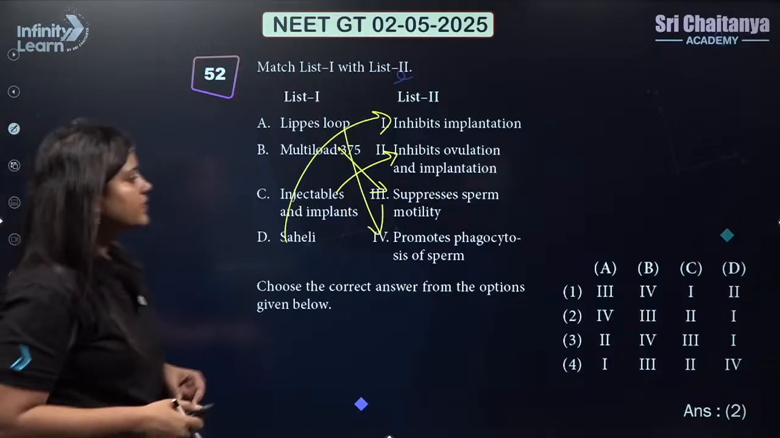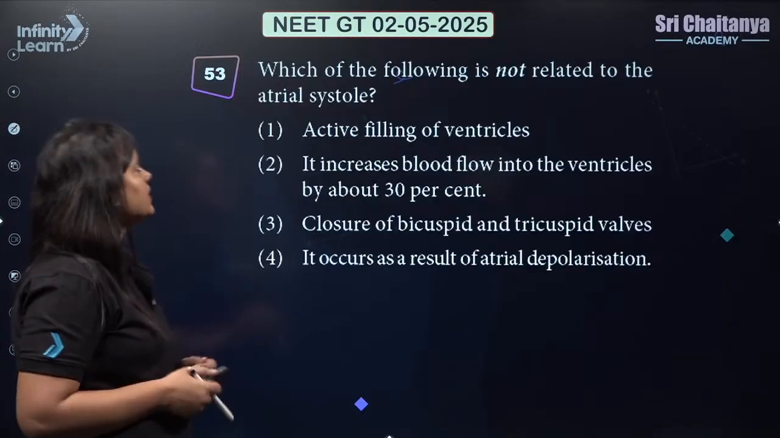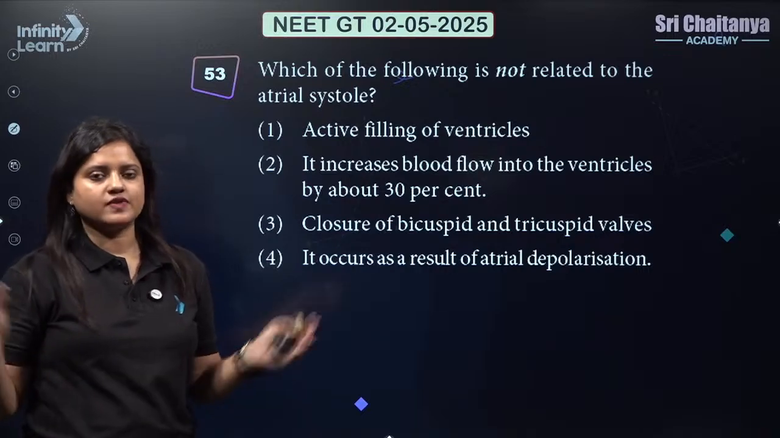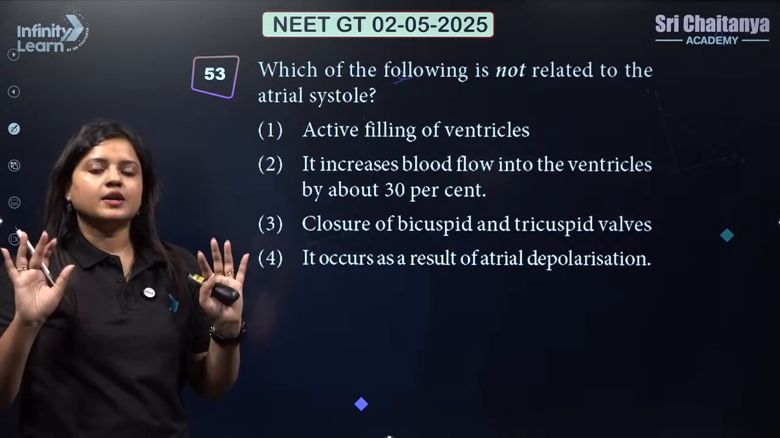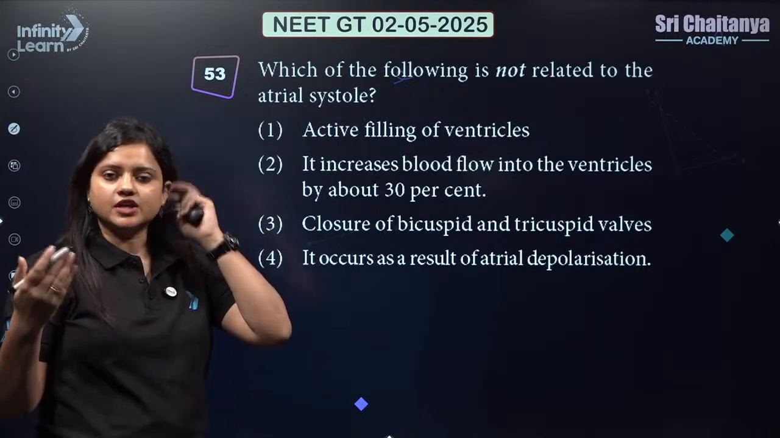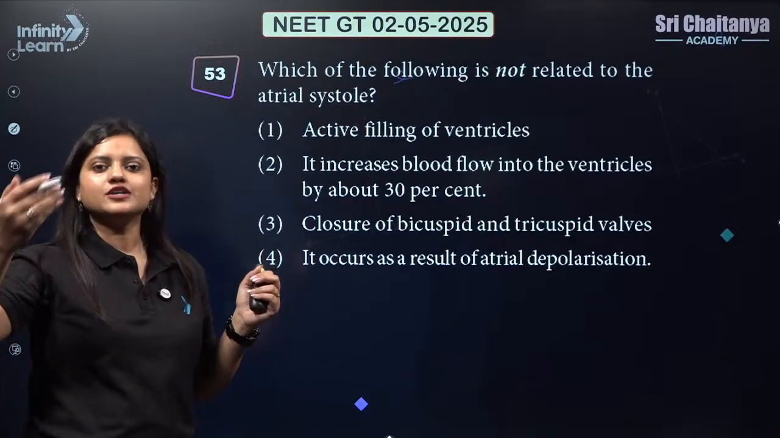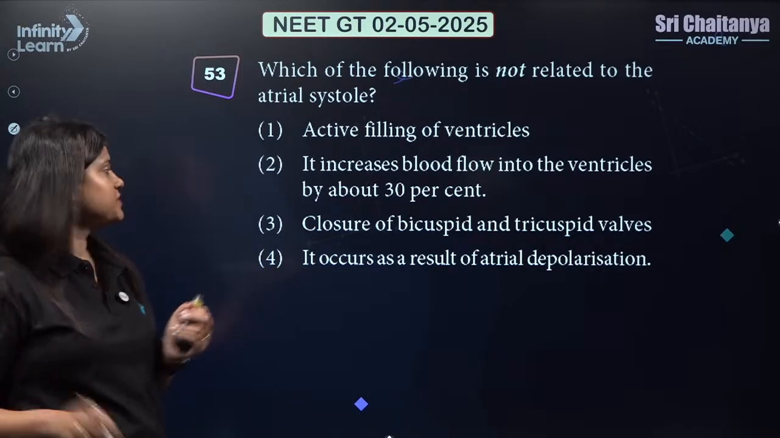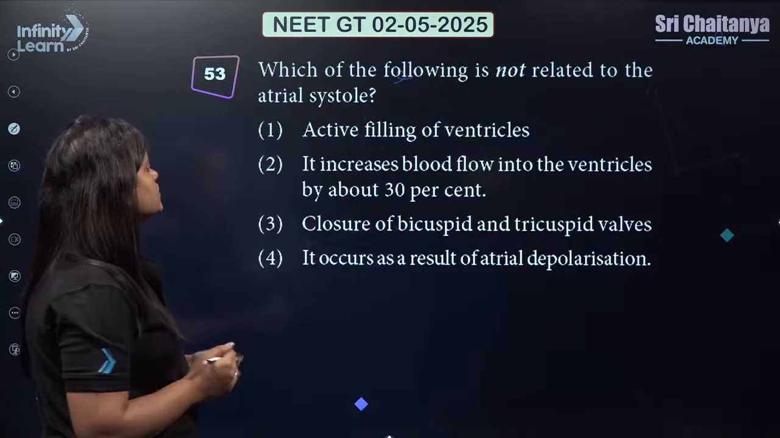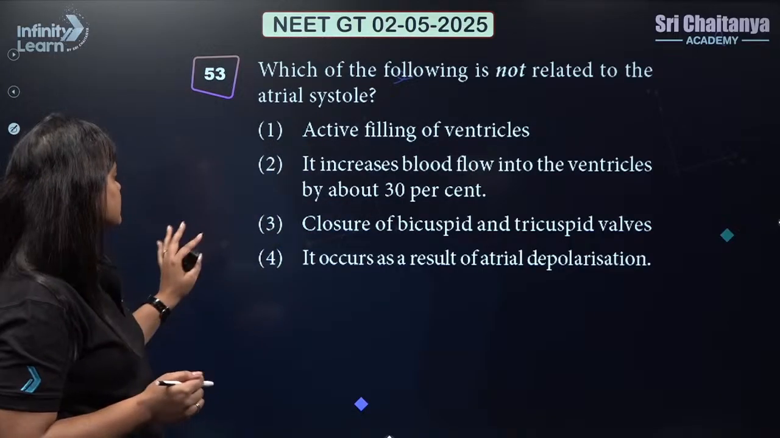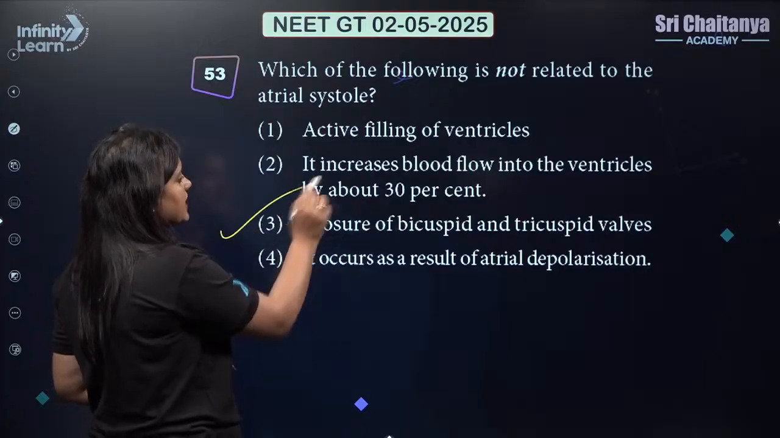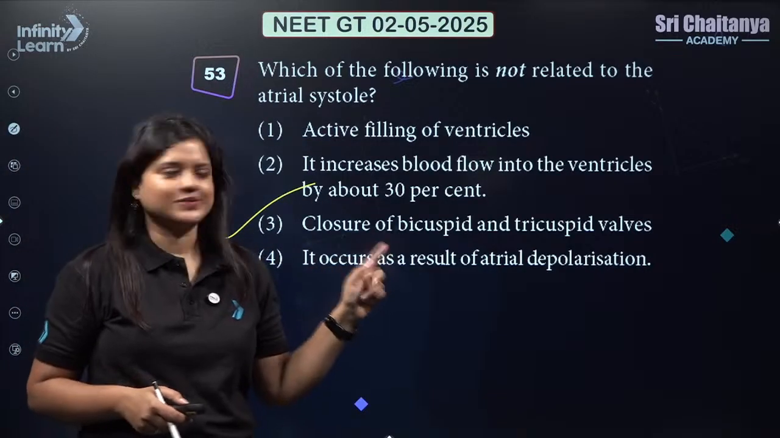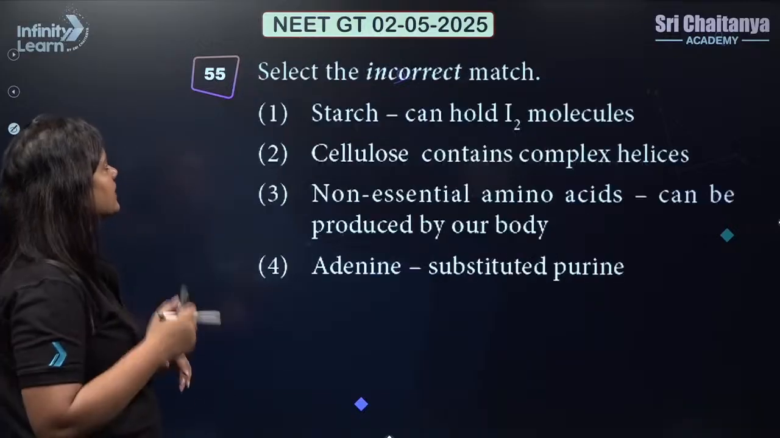Right? Got it? Next. Which of the following is not related to the atrial systole? So when atria are contracting, remember that there will be 30% of blood flow from atria to the ventricle, which is also termed as active filling. So bicuspid and tricuspid valve should be open. So what is not related to the atrial systole is the closure of bicuspid and tricuspid valves, because it should be open. Yes or no? So it is 3.